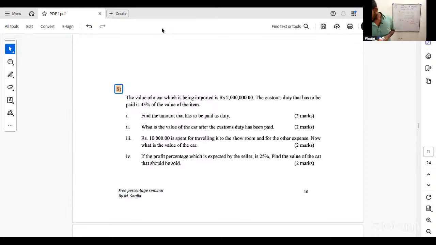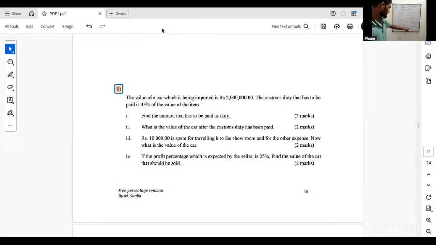So what's the extra expense? The traveling cost to the showroom. Now again the value changes. For this new value, we have to add the traveling cost also. 2.9 million plus, what is the traveling cost here? They've given Rs 10,000. Now the value of the car changes again, and it comes to Rs 2.91 million.